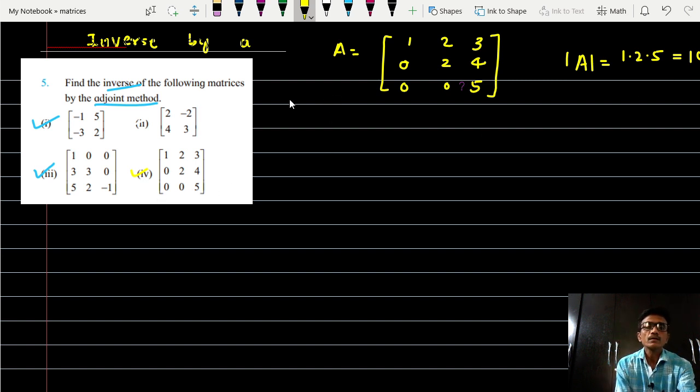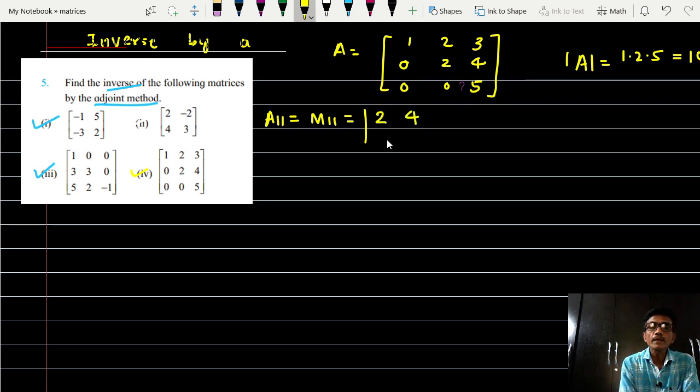So we find the minors and cofactors of all the elements. A11 is equal to M11, the value of this determinant, deleting the first row and first column elements. 2, 4 and 0, 5 are the elements. So the expansion I got is 10.